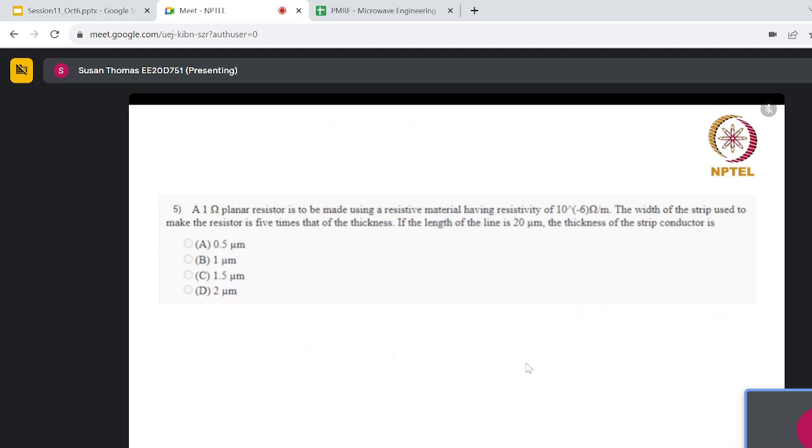Okay. Now let's move on to another question, which is about how we realize a lumped element such as a resistor. How do we realize a resistor in a strip line? As you see in the question, a 1 ohm planar resistor is to be made using a resistive material having a resistivity of 10 power minus 6 ohm per meter. The width of the strip used to make the resistor is 5 times the thickness.